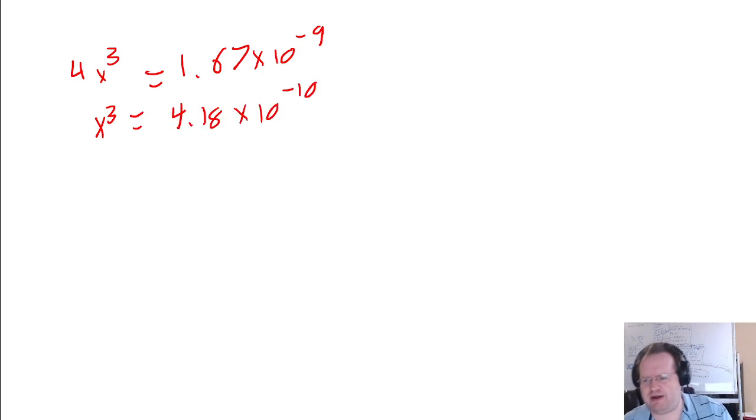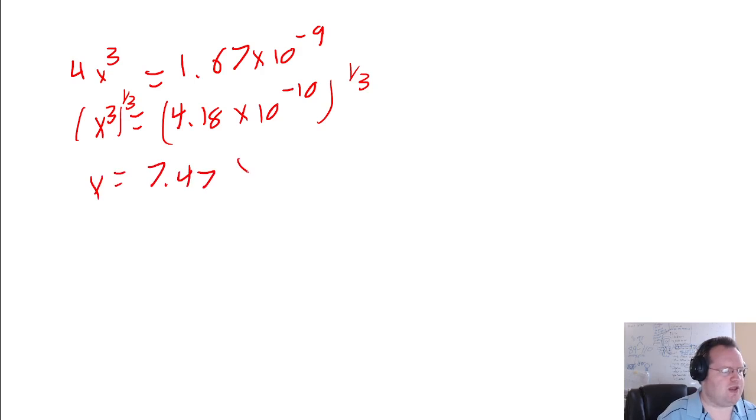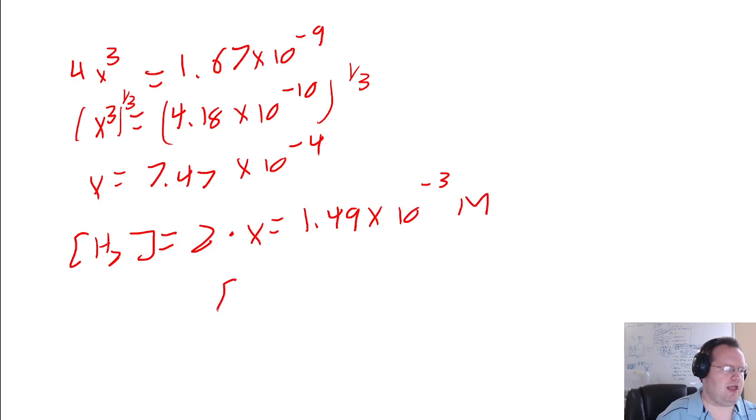Now I need to get rid of that cube. You can either do the cube root of it, or what I like putting in my calculator is if I raise it to the 1/3 power, that's the same as taking the cube root. And if I do that to both sides, I get that x is equal to 7.47 times 10 to the negative 4th. Now the problem asks me for the concentration of H2 and S2. So H2 is 2 times x. And if I double that number, I get 1.49 times 10 to the negative 3 molar. And then we get S2 is equal to 7.47 times 10 to the negative 4th molar. So those would be my answers.